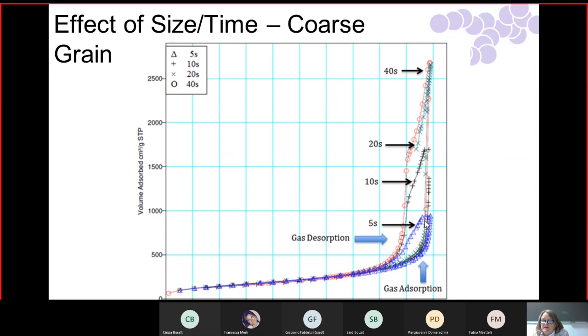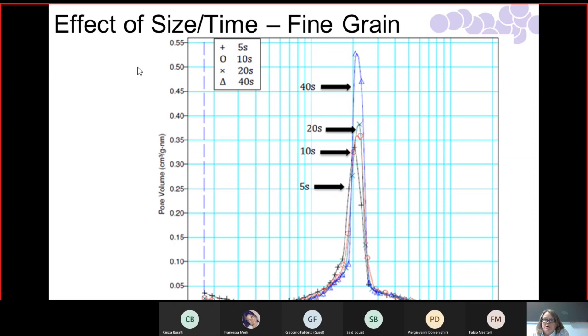So if I perform a BJH analysis on this with pore volume versus pore diameter, we can see for the fine grain, even the lower ones, what happens is you miss the peak. You miss the maximum size. So the maximum amount, what that volume is. So if you're trying to identify pore volume, total pore volume, it is very important to do it slowly.